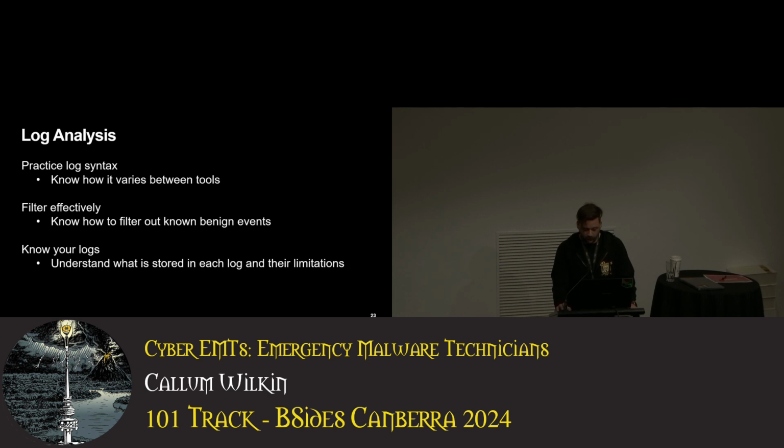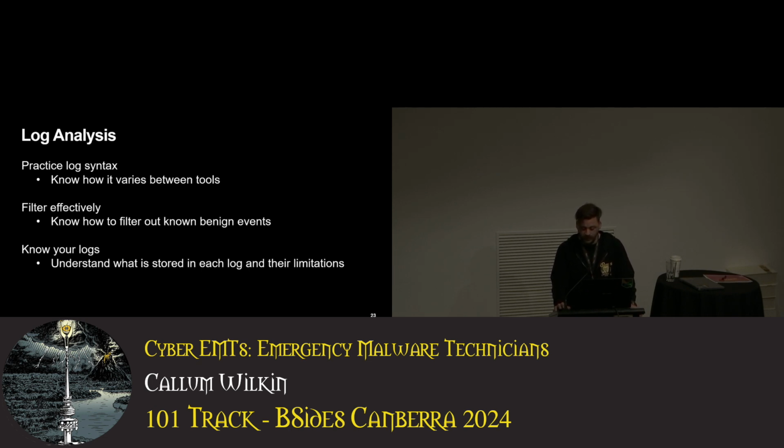So next is log analysis. This is something we do every day, but sometimes you'll find yourself using a tool you don't use very often during an incident, and that is the worst possible time to be trying to refresh yourself on how to use it. So we should regularly practice using all the tools that we have available to us and understanding how they present the logs to us, how to filter those logs effectively, especially for those benign events we've identified.